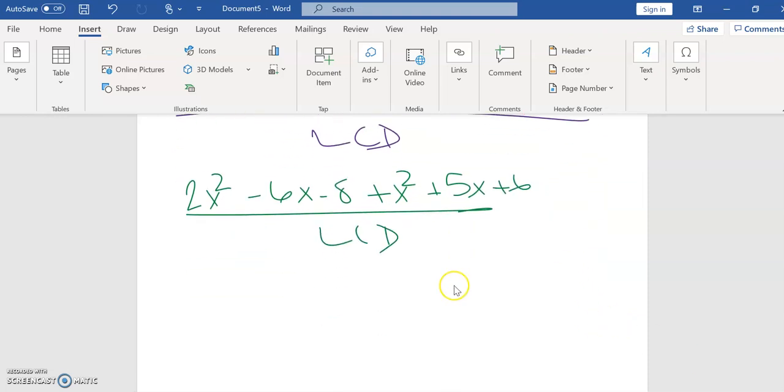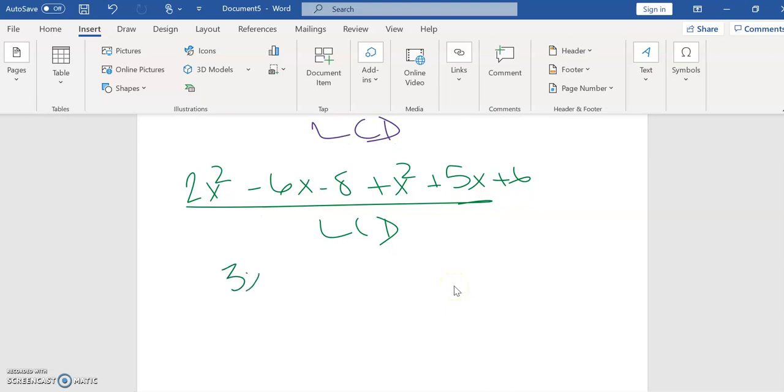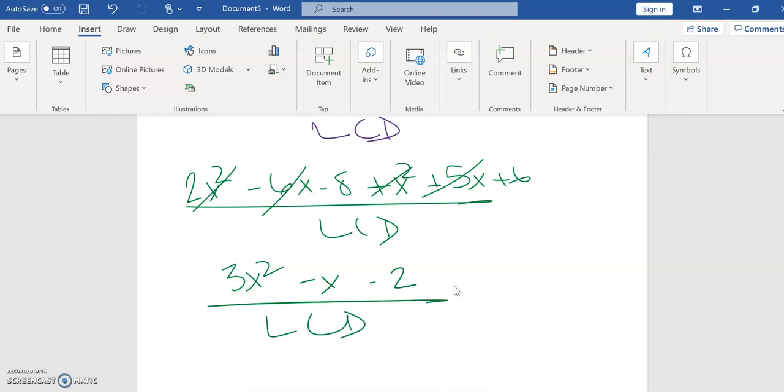Could probably do this all at once. I'm just kind of doing it a little bit. So those are all gone. Minus x, those are gone. Minus 2 all over my LCD.